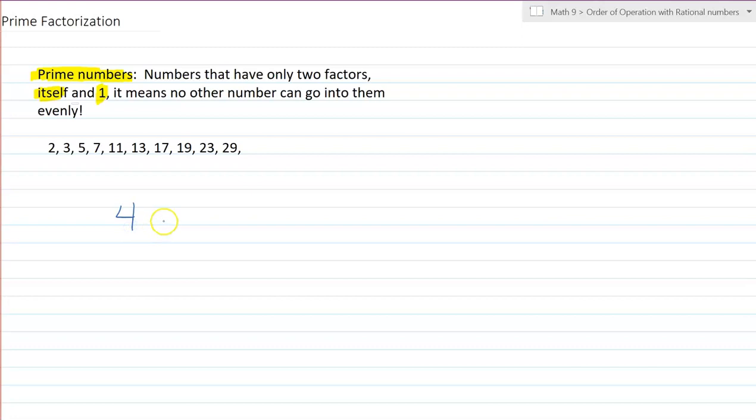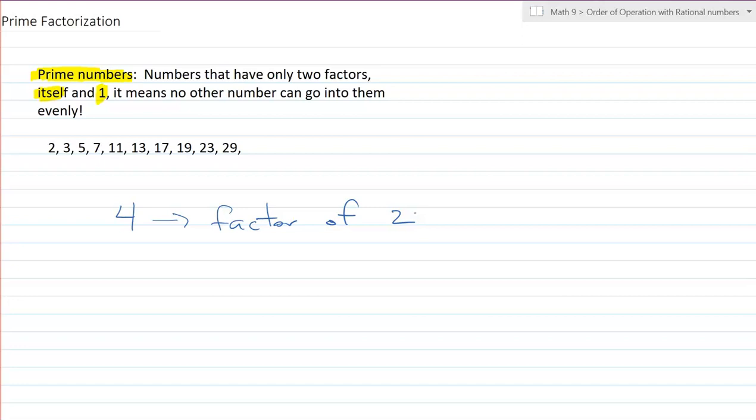Now, let me give you an example of why 4 is not a prime. According to the definition, if 4 was a prime, it should have only two factors, itself and 1. But notice that 4 has a factor of 2. So 4 is not a prime. Every time you come across a number that other numbers can divide into, that number is not a prime.